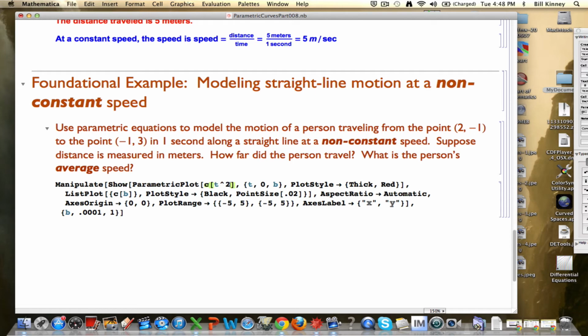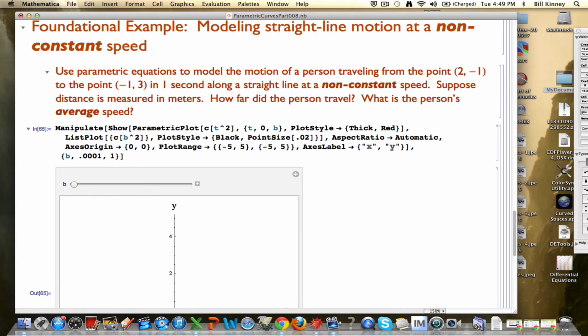T squared, think about that. Plug in t equals 0, 0 squared is 0. Plug in t equals 1, 1 squared is 1. This is a function, t squared, that still increases in value from 0 to 1 as t increases in value from 0 to 1. I also have to do it here: replace the b with b squared. Let's see what happens when we look at this motion.